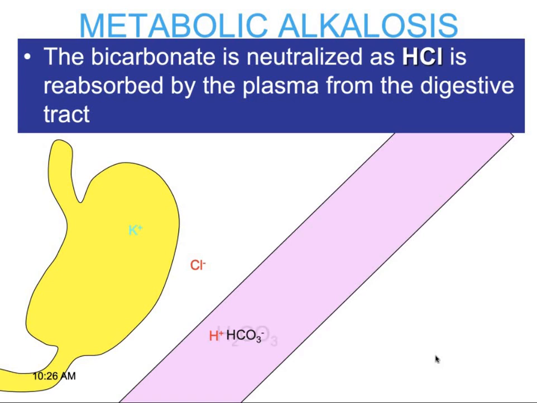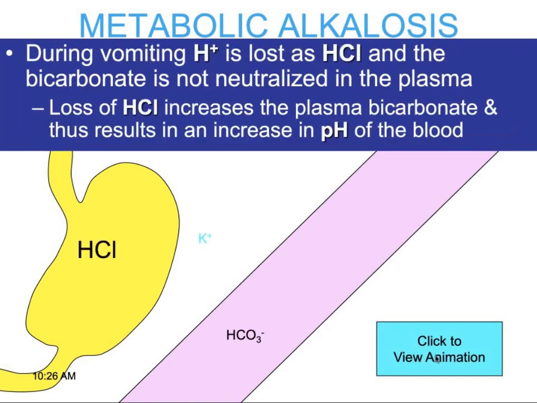Hydrogen binds with the bicarbonate in the plasma to form carbonic acid. And you can see that this neutralizes the bicarbonate ions. Now, what happens during vomiting? When a person is vomiting, hydrogen ions are lost as HCl, right? And the bicarbonate in the plasma is unable to get neutralized, right? So loss of HCl, as it normally happens during vomiting, with plasma bicarbonate remaining, results in an increase in the pH of the blood.